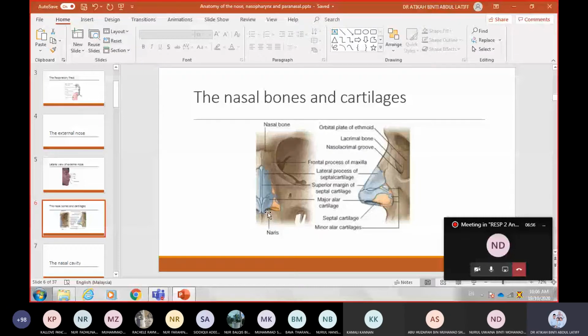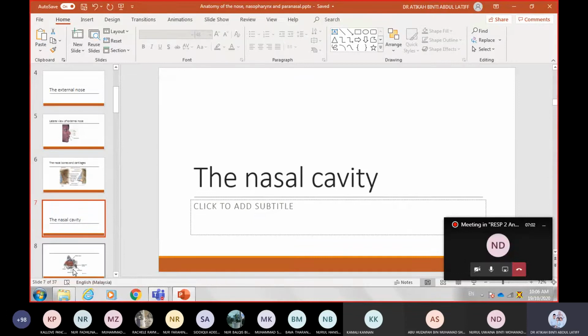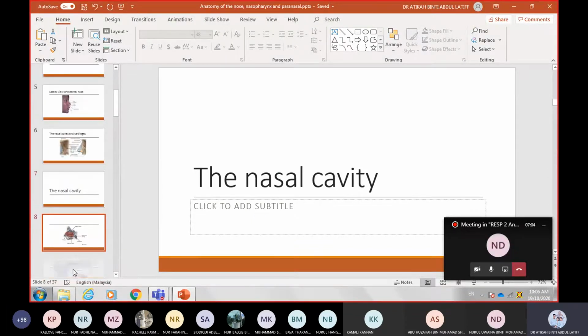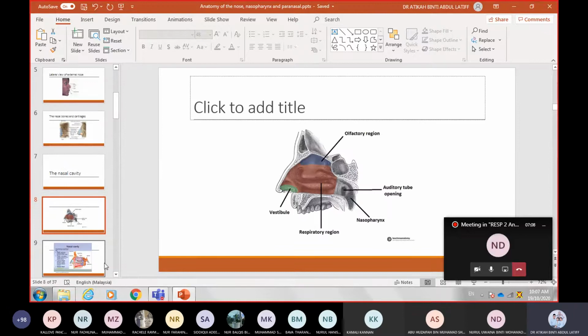Okay, so this is the more important bit, which is the nasal cavity itself. So inside the nasal cavity, what can we see? Okay, so it is divided into a few parts. Okay, so you have the olfactory region. This is the olfactory region because you have the olfactory bulb here, olfactory nerves coming out through this, the roof of your nasal cavity. Okay, and then you also have the vestibule here, and then we have the respiratory region, which is the main region where air is humidified and turbulent inside the nasal cavity.